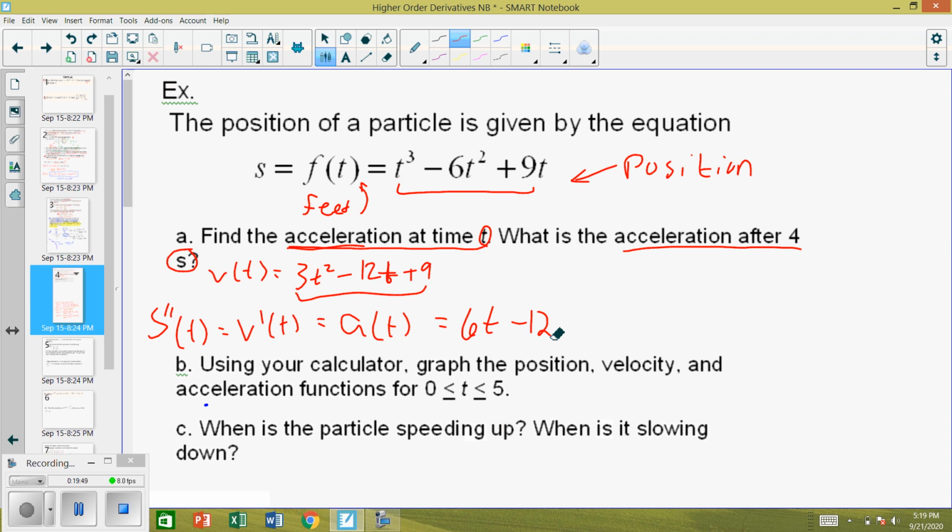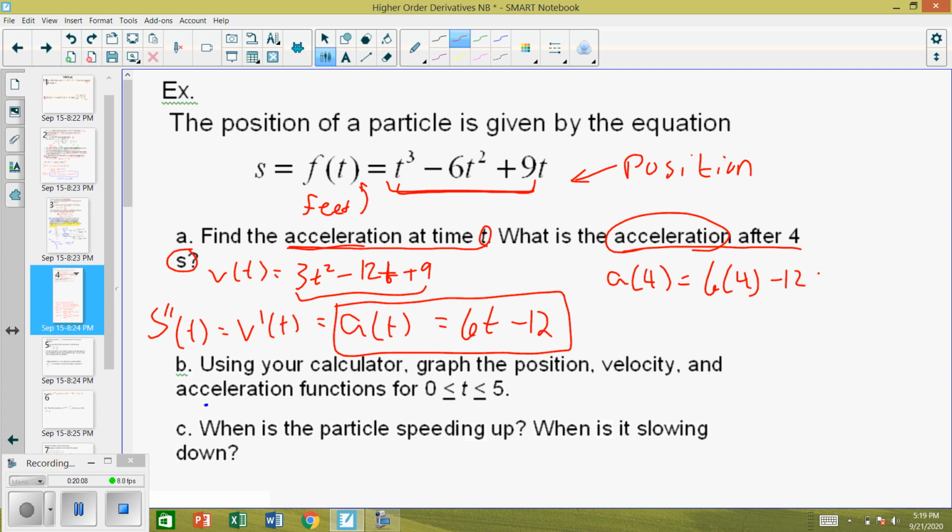All right. So this is the acceleration function for any given time t when this is our position function. So if I want to know the acceleration after 4 seconds, that would be a of 4, which is 6 times 4 minus 12, or 12.